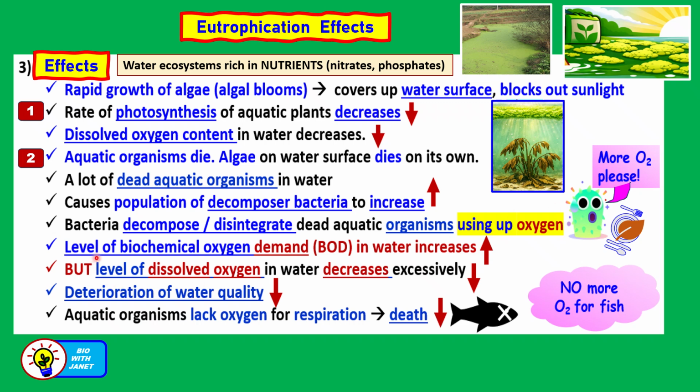Now, this causes the level of biochemical oxygen demand of the bacteria in water to increase. That means they need more oxygen for the process of decomposition. So the BOD, or biochemical oxygen demand, increases, but the level of dissolved oxygen in the water decreases, because the oxygen is being used up for decomposition. So this leads to deterioration of the water quality, that means the worsening of the water quality. The water is considered more polluted, and the aquatic organisms lack oxygen for respiration, so they will die. So it will produce a dead river.